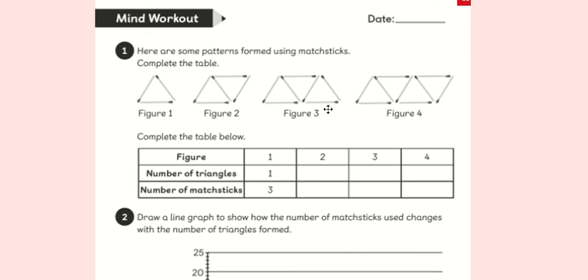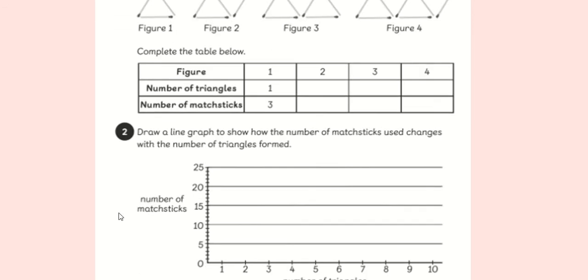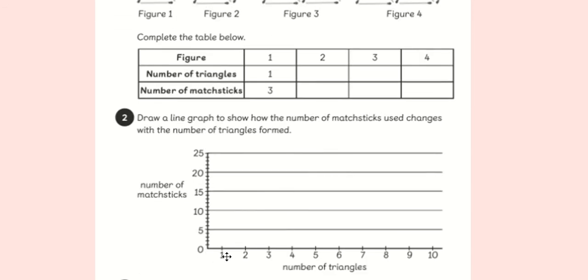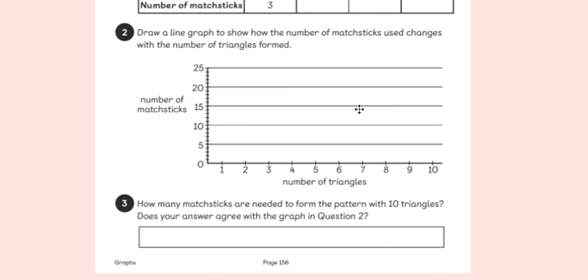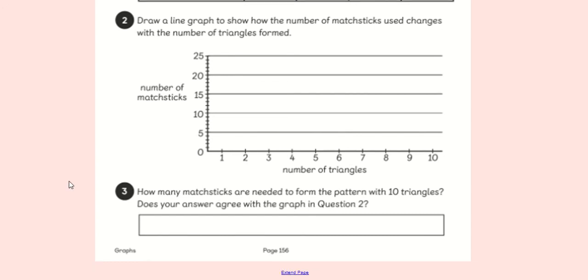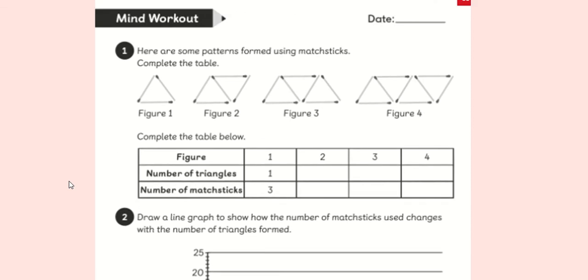You're then going to take the information you do in this table and draw a line graph to show how the number of matchsticks used changes with the number of triangles formed. Okay, and then you'll carry on your line when you've got it to be able to predict how many matchsticks you'll need to form the pattern that has 10 triangles. Okay, so this is for you to have a go at on your own. So pause the video, have a go, and then come back for the answers.